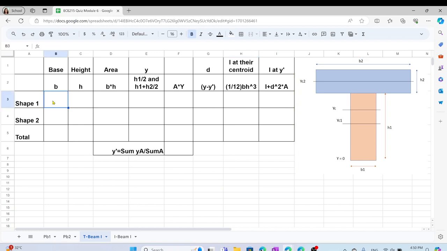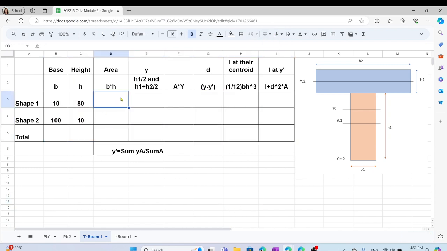Let's say B1 equals 10 millimeters, and H1 is maybe 80 millimeters. For shape 2, B2 is longer, like maybe 100 millimeters, and H2 is, let's say, 10. We don't need any total there. It does not make sense to have any total; it just makes sense for some other things.